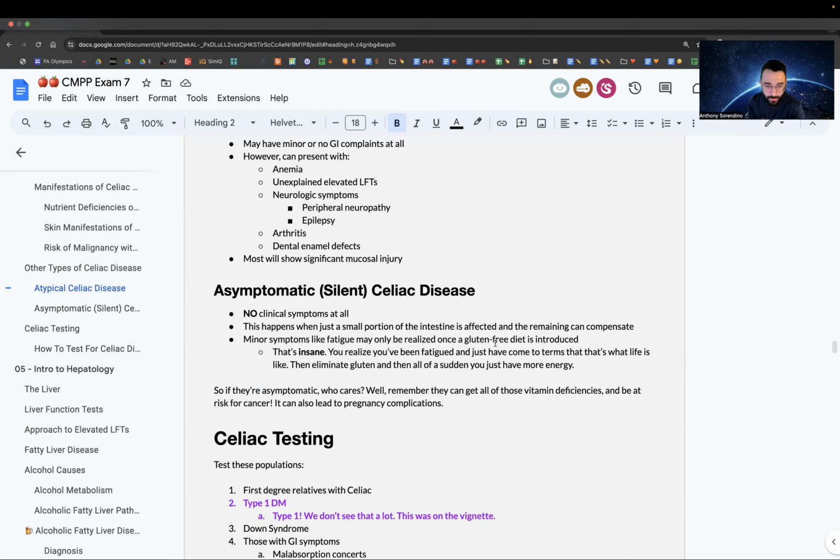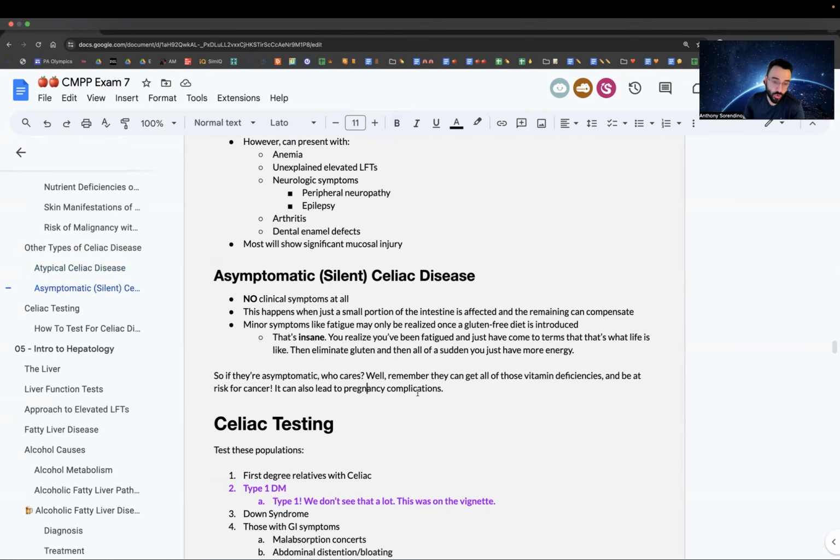Here's the crazy thing about this. Minor symptoms like fatigue may only be realized once a gluten-free diet is introduced. So your entire life, you've just been fatigued and you've come to terms that that's your baseline level of energy. Then you eliminate gluten and all of a sudden you have more energy. That's crazy.